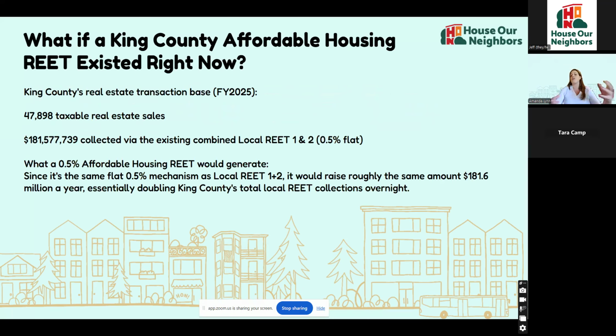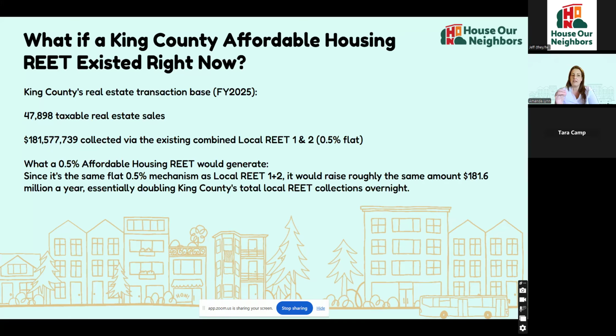So I wanted to give us a frame of reference of what that might look like in King County if we were to do an affordable housing REIT right now. And so I pulled some data. I wanted to look at it. King County's real estate transaction base for 2025, there were just shy of 48,000 real estate transactions that generated a whole lot of money. And that $181 million that was collected via our existing REIT 1 and 2 went into Seattle's city budget and helped us create parks and public resources all across the city.